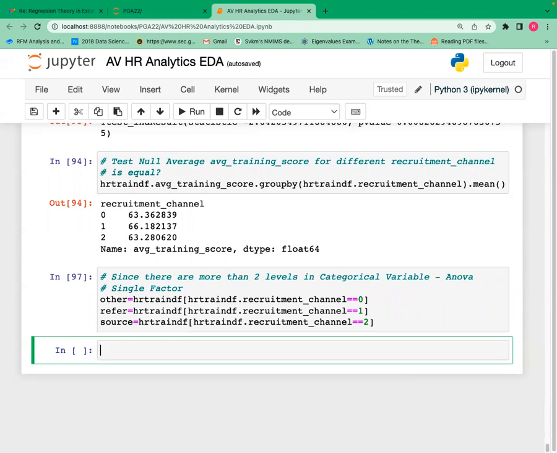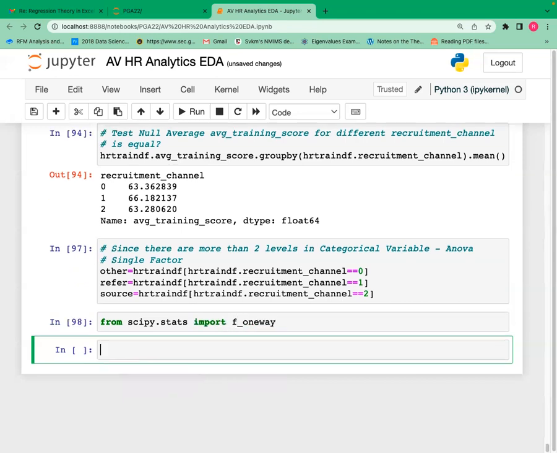So what is the function? f_oneway, from scipy.stats import f_oneway. Now you can do the test: f_oneway(other.average_training_score, refer.average_training_score).